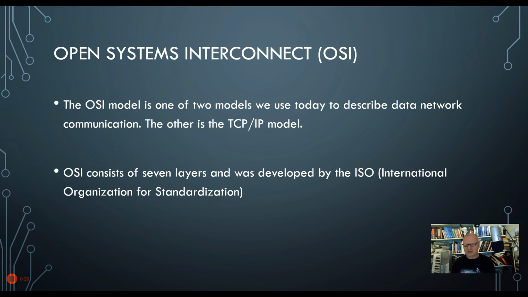The OSI model is one of two models that we use quite a lot today. The other is called the TCP/IP model. We'll talk about that later in another video. And it consists of 7 layers. So remember, we only had 3 layers when we talked about the telegraph. We're going to expand that now into 7 layers.